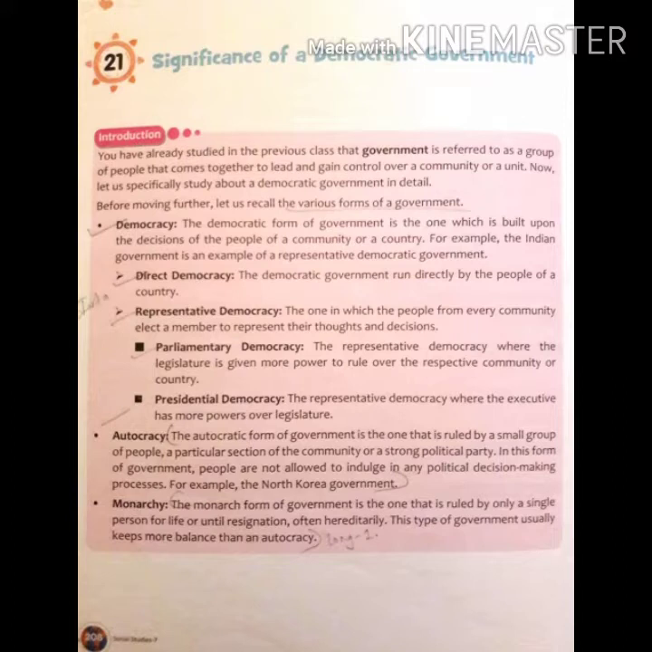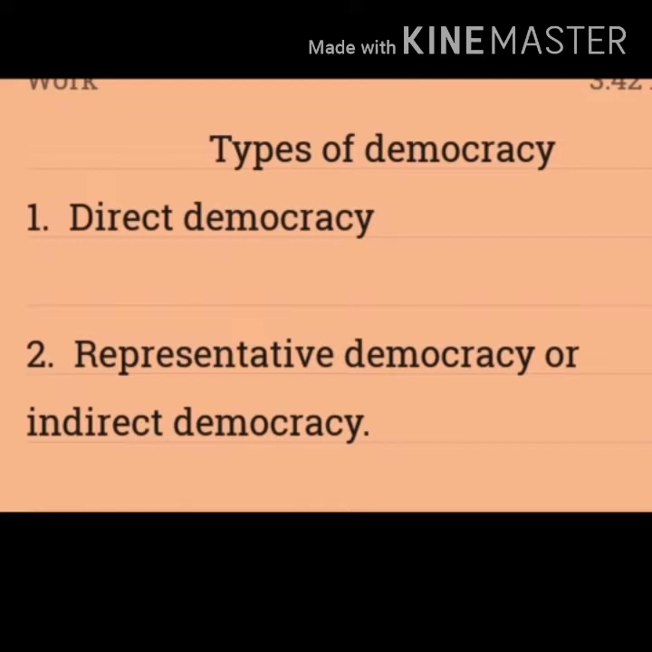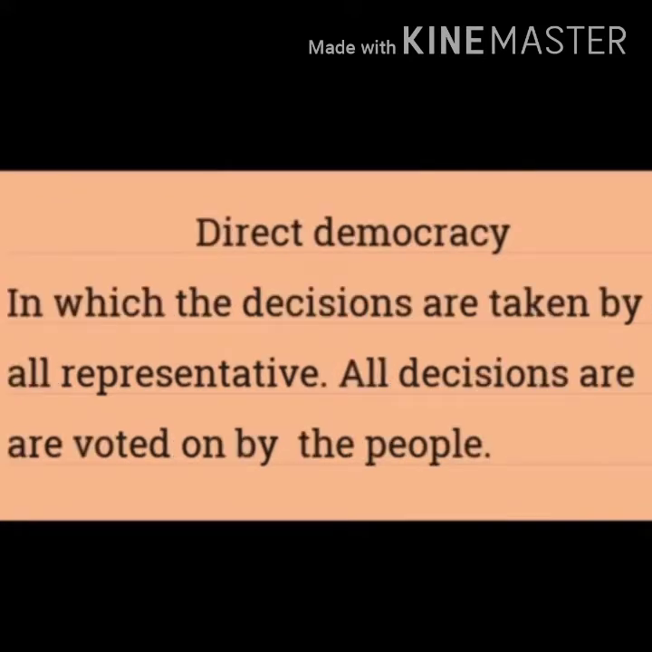Now students, we'll start with different types of democracy. There are two main types of democracy. The first one is direct democracy, and the next one is representative democracy. First we'll come to know what is direct democracy. In direct democracy, the decisions are not taken by representatives. All decisions are voted on by the people.